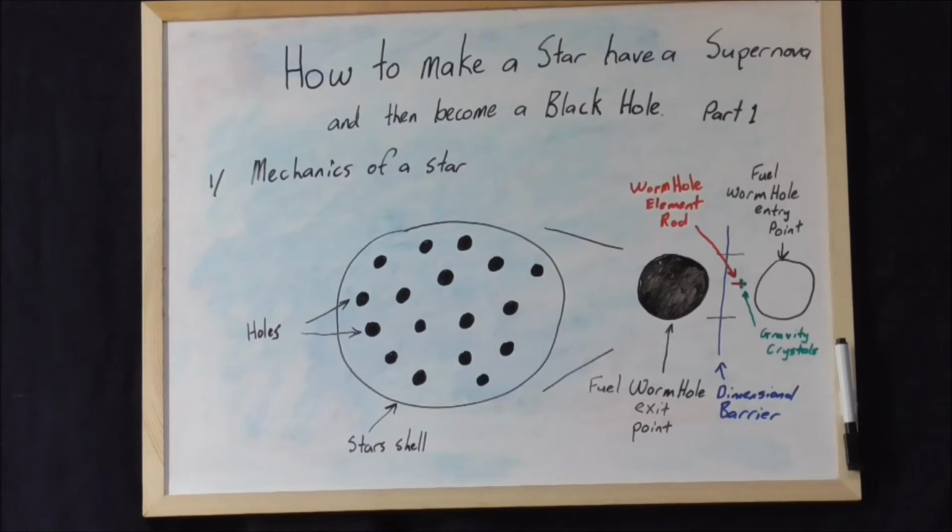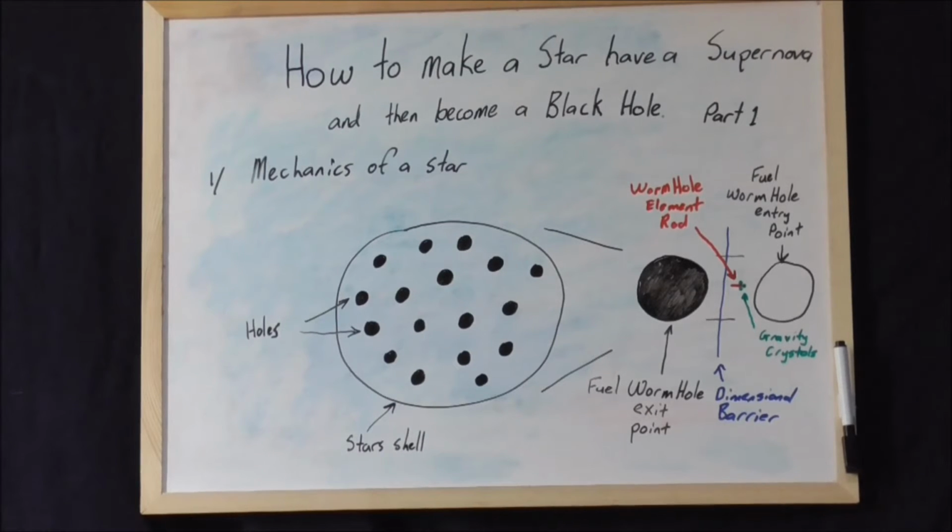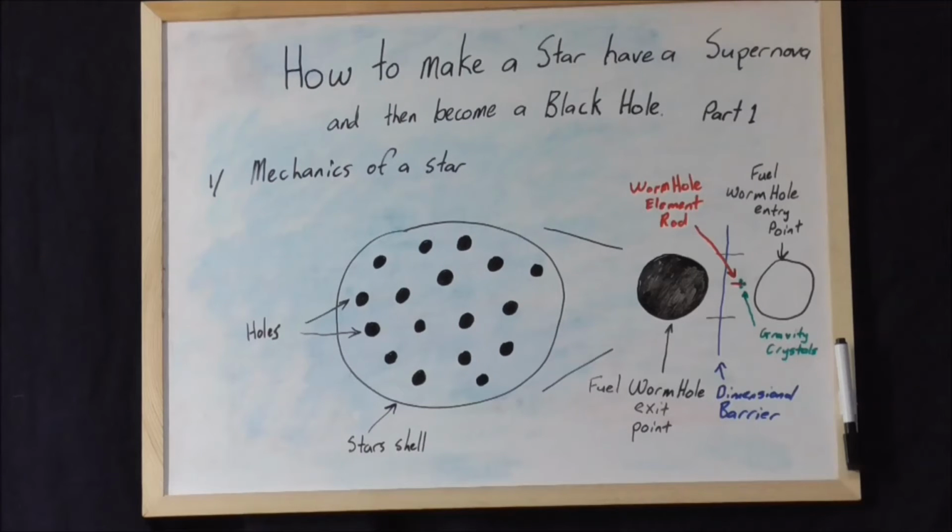Hello, in this video we're going to discuss how to make a star have a supernova and become a black hole, part 1. So we're going to look at the mechanics of a star. In the diagram you can see that we have the star's shell and the holes in the star shell from where the fuel exudes and goes to the surface. And next to that we see the fuel wormhole exit point, which is actually inside the star's shell.